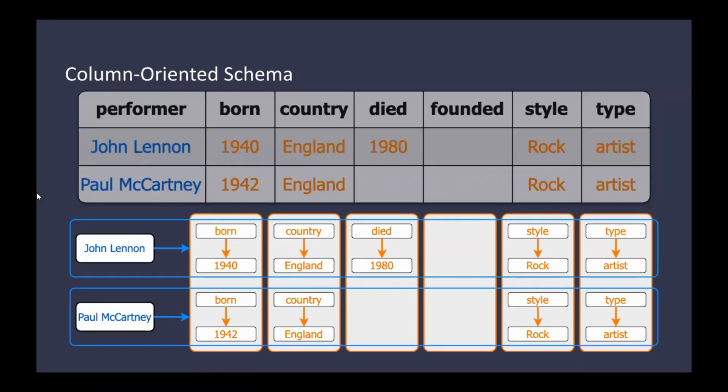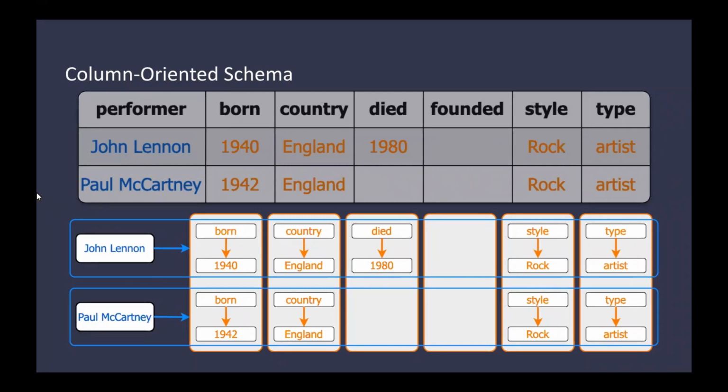And here's the same data represented in a column schema. The key difference here is that row-oriented schemas emphasize each row as a single and complete entity of information. This means that the columns are all connected. In a row-oriented schema, you can't find out that John Lennon died in 1980 without also finding out he was born in 1940 in England.